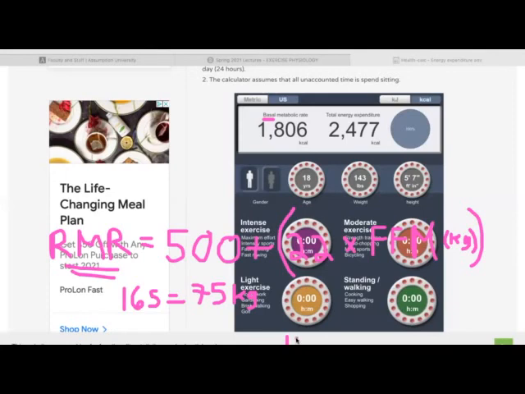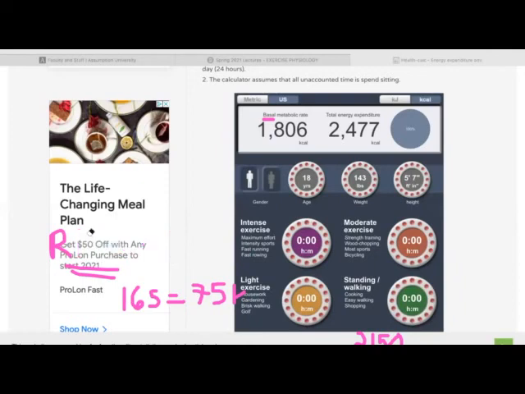So 1,650, and I'm going to add 500 to that. 1,650 plus 500 is equal to 2,150 calories. So my resting metabolic rate is 2,150 calories. So I'm going to erase this stuff here. I'm going to erase all this, this number here, and this number here. So if I'm going to be pretty much sedentary during the day, I'm spending 2,150 calories.